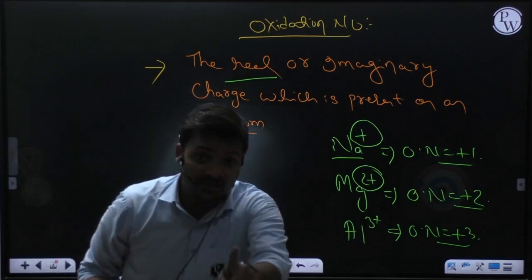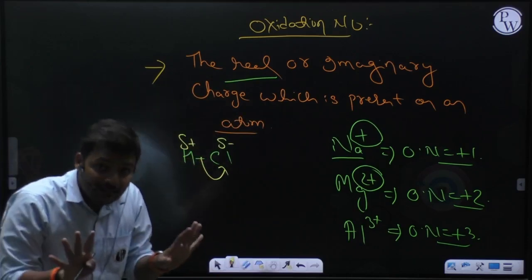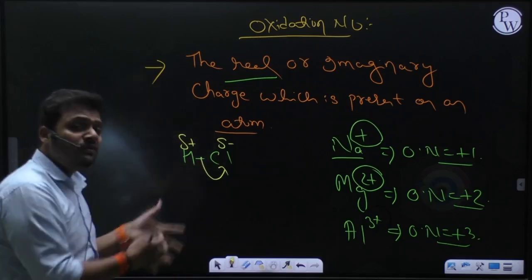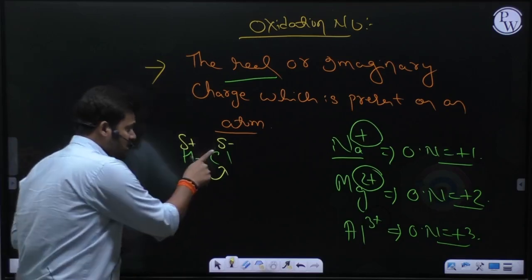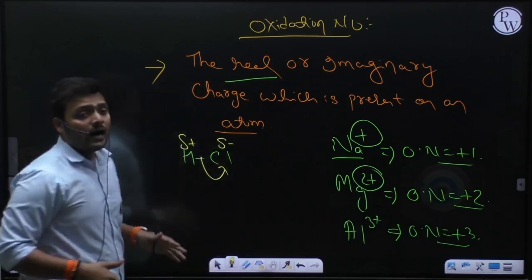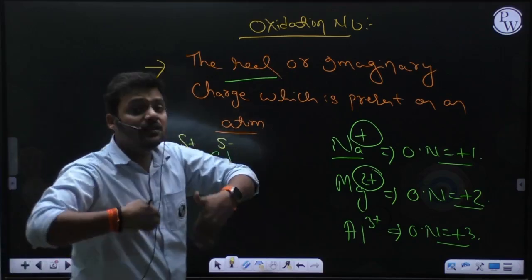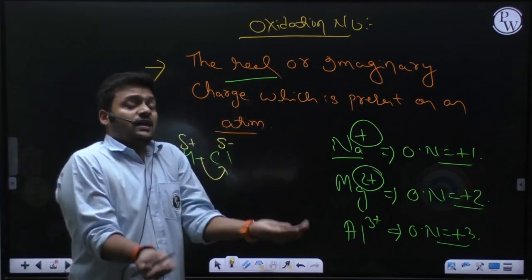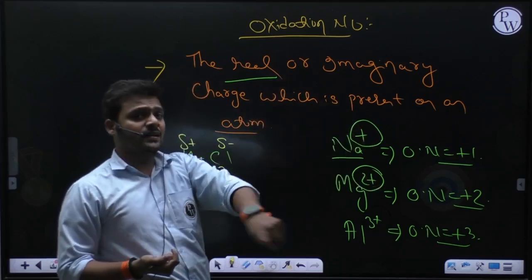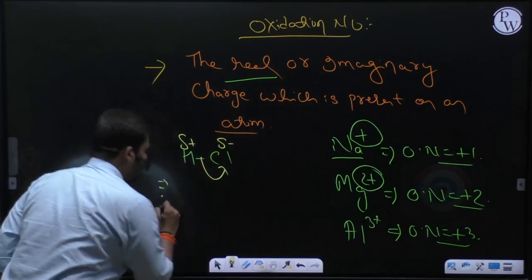So what we have seen is that initially the charges were not visible to the naked eye, but through the concepts that we have read previously, we have generated a charge: Cl in the HCl compound possesses a negative charge as well as hydrogen possesses a positive charge. So these two charges are imaginary charges, and we will say that the imaginary charge present on an atom is called the oxidation number of that particular atom, right?